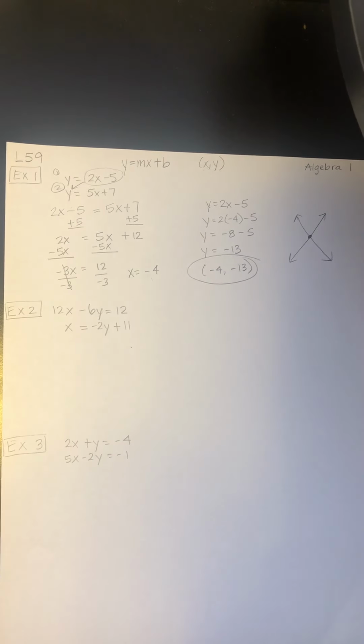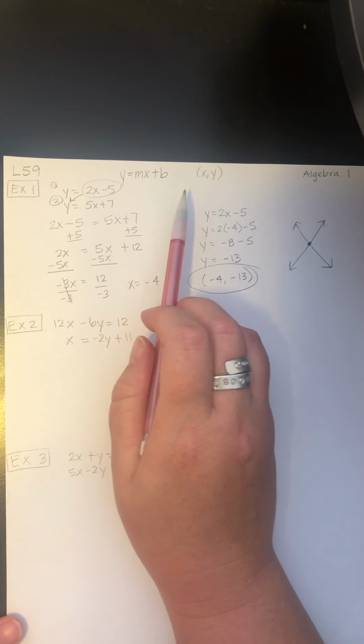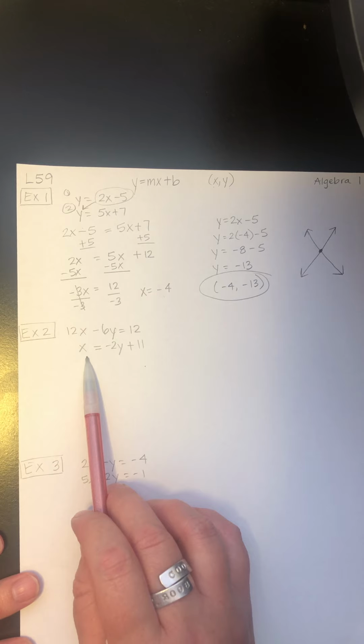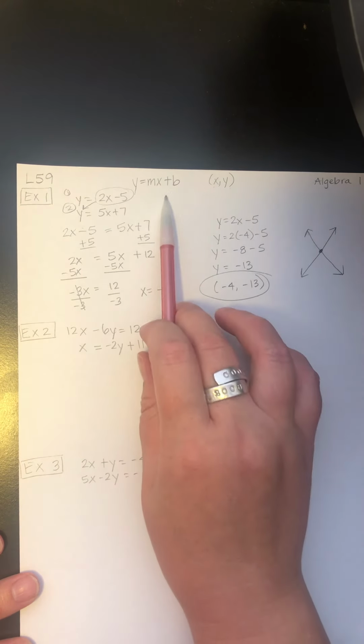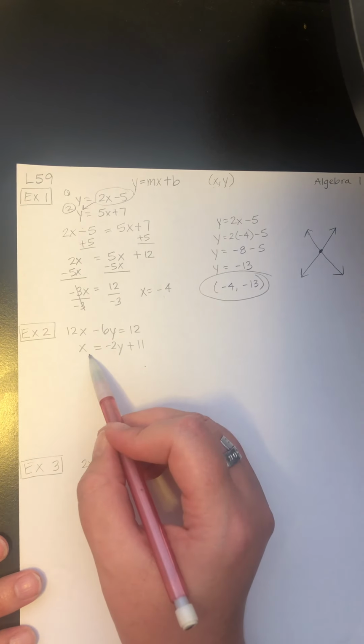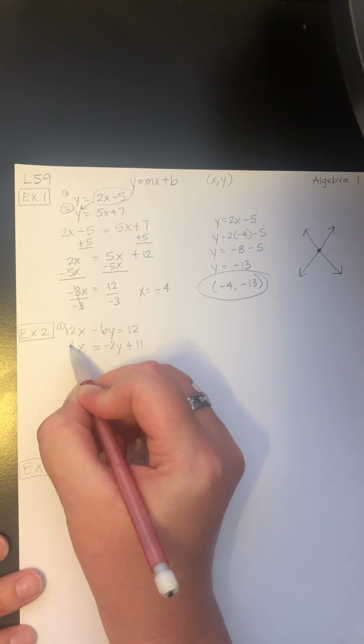Now, what if your equations are given to you and they're not in the form y equals mx plus b? That's okay. If they've solved for x, then that's also another easy way to substitute. Here, this equation is not in the form y equals mx plus b. It's called slope-intercept form. But down here, they solved for x, so what we can do is use our first equation and our second equation.